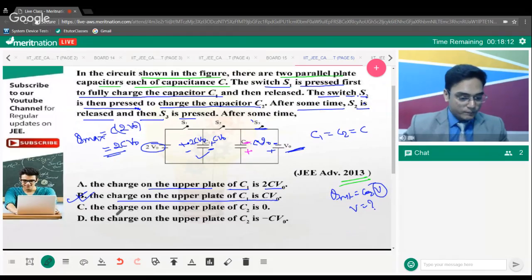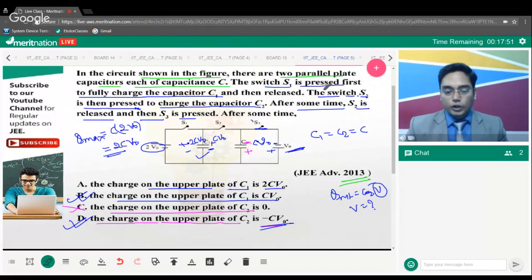The question is, the charge on the upper plate of C2 is 0. No, this cannot be the answer. D: the charge on the upper plate of C2 is minus CV naught. Yes. Why minus CV naught? Because the lower plate has positive charge and the upper plate has negative charge. So minus CV naught. D is the correct option.